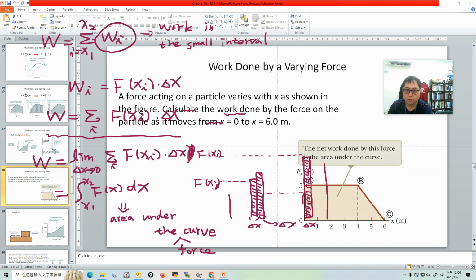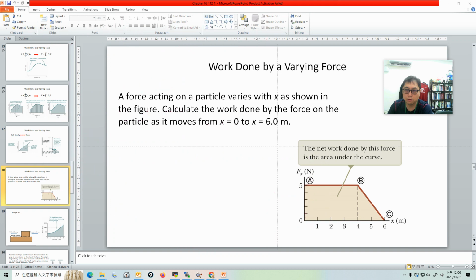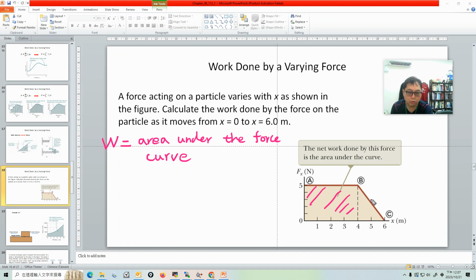So I'll just do this simple example. What's the more general description of work? It's the area under the force curve. Let's calculate the area under the force curve. In this curve, we can split it at x equals 4. So this part is a rectangle, and this part is a triangle.